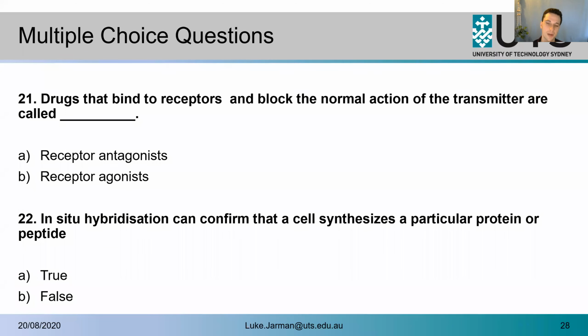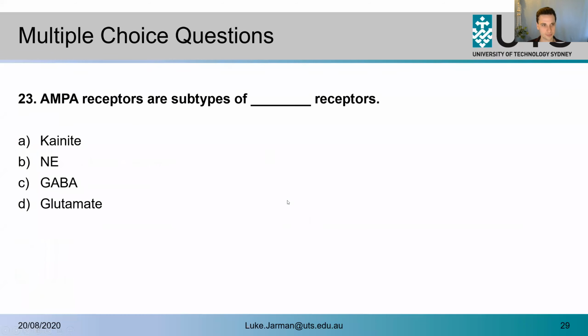21. Drugs that bind to receptors and block the normal action of the transmitter are called what? They're called antagonists. 22, in situ hybridization, which just means in lab, can confirm that a cell synthesizes a particular protein or peptide. That is true. I haven't really seen this question come up, but it's something that you should probably just remember. It's a weird one, but it's worth remembering.